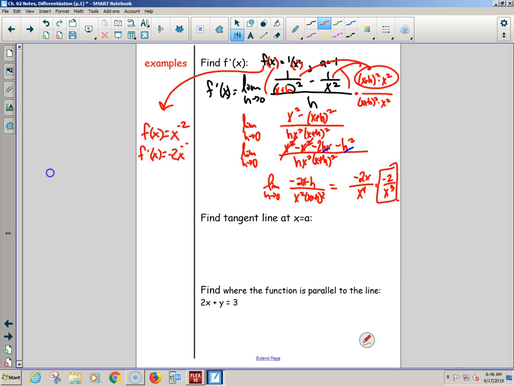Don't worry, we're seeing it soon. Next section. A lot nicer than all that work. Anyway, coming back. How do I find a tangent line? Well, first let's find me a slope.